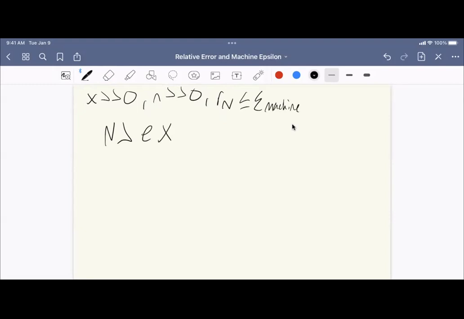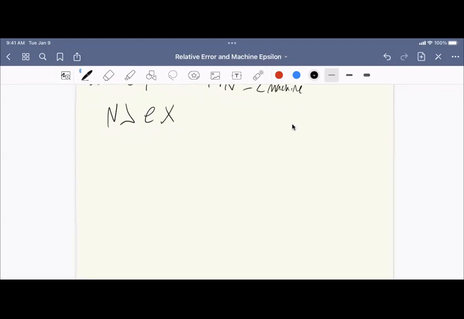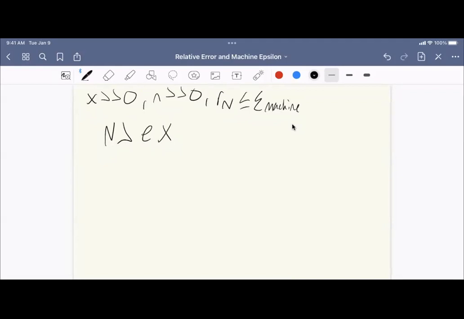And we're going to show this. And I should say that having this fact, so if the relative error is less than or equal to machine epsilon, this implies that we must have this. Okay. So let's prove this.